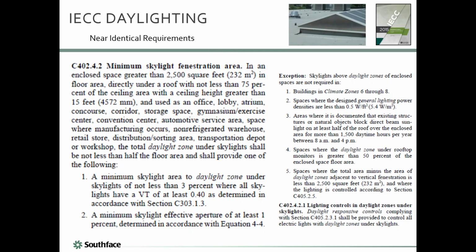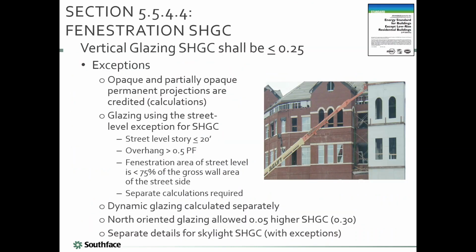Driving on here, the other big thing, as we've mentioned, is that the general solar heat gain requirement of 0.25 has some very important aspects to it. You can meet that in different ways. You can meet it with the glass itself. You can meet it with overhangs.